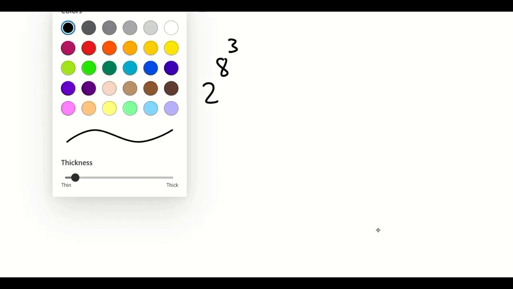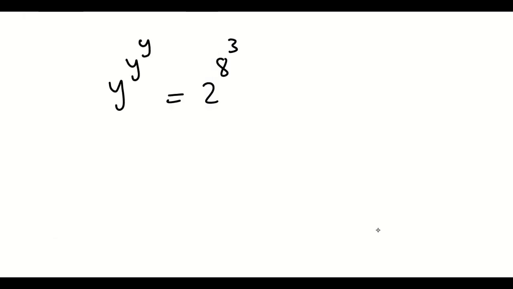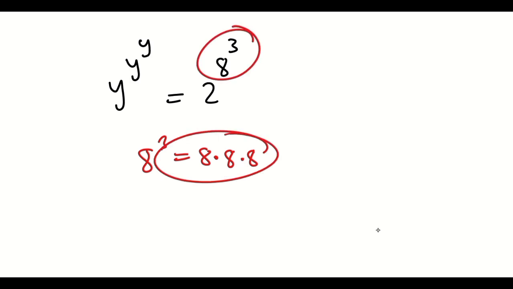So let's start from what we have on the right hand side. Can you see this? This is 2 raised to the power of 8 raised to the power of 3. But let's grab this one first of all, 8 raised to the power of 3. What does that mean? 8 raised to the power of 3 is 8 times 8 times 8. I hope you know that. You can write 8 raised to the power of 3 as 8 times 8 times 8. So let us rewrite 8 raised to the power of 3 as this.